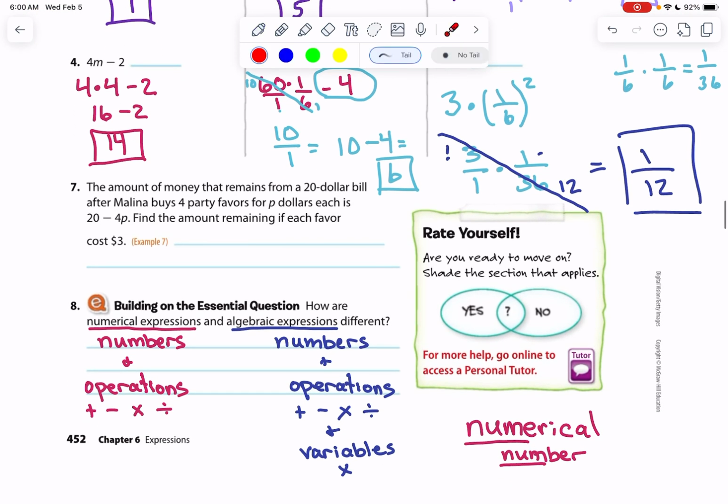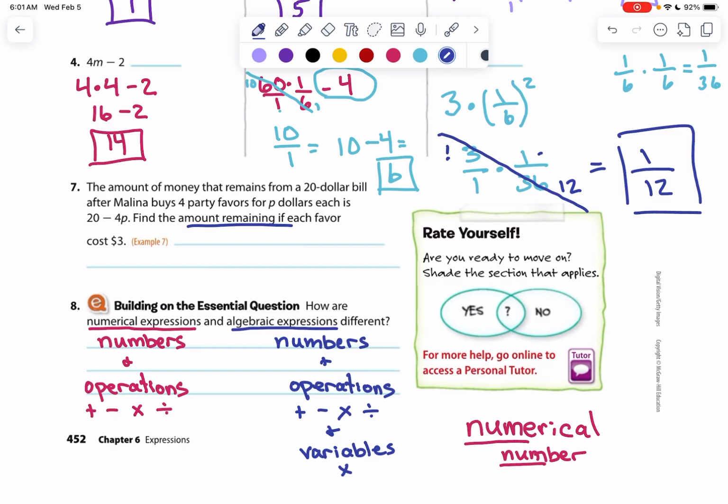Ooh, word problem. Okay. The amount of money that remains. Oh, so we're getting change for a $20 bill. Okay. After Melina buys 4 party favors, and we're going to use P for party favors, P for dollars, for P dollars each. They set up the formula for us. How nice of them. 20, that's $20 minus the 4 party favors times the amount that they cost. Well, they're going to cost $3. Okay, so find the amount remaining. So what's her change after she pays with the $20 bill? How much change does she get?